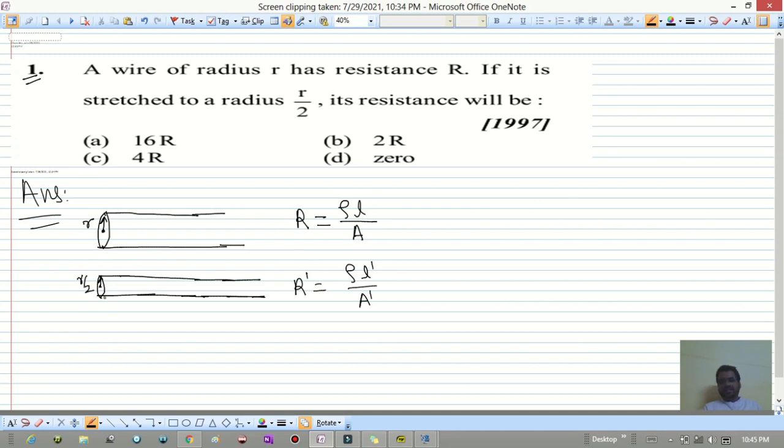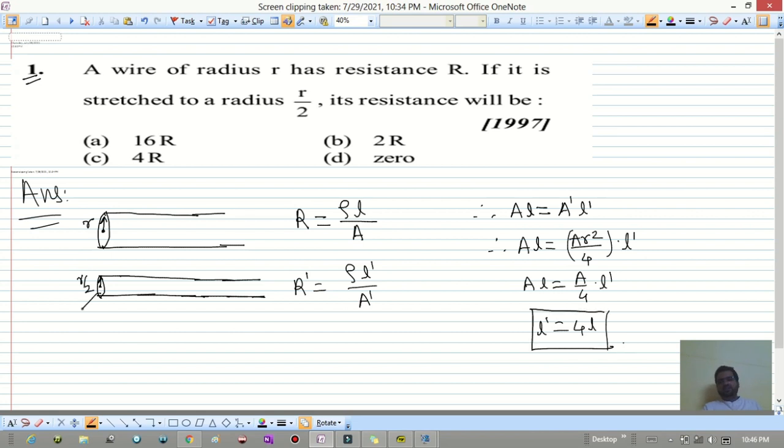So as area decreases, length will increase, isn't it? But the volume will remain the same. So over here, area times length is equal to A dash times L dash. What is A dash over here? It is pi r squared divided by 4, into L dash. But pi r squared is nothing but A only. So AL is equal to A by 4 into L dash. So what is L dash over here? 4L.